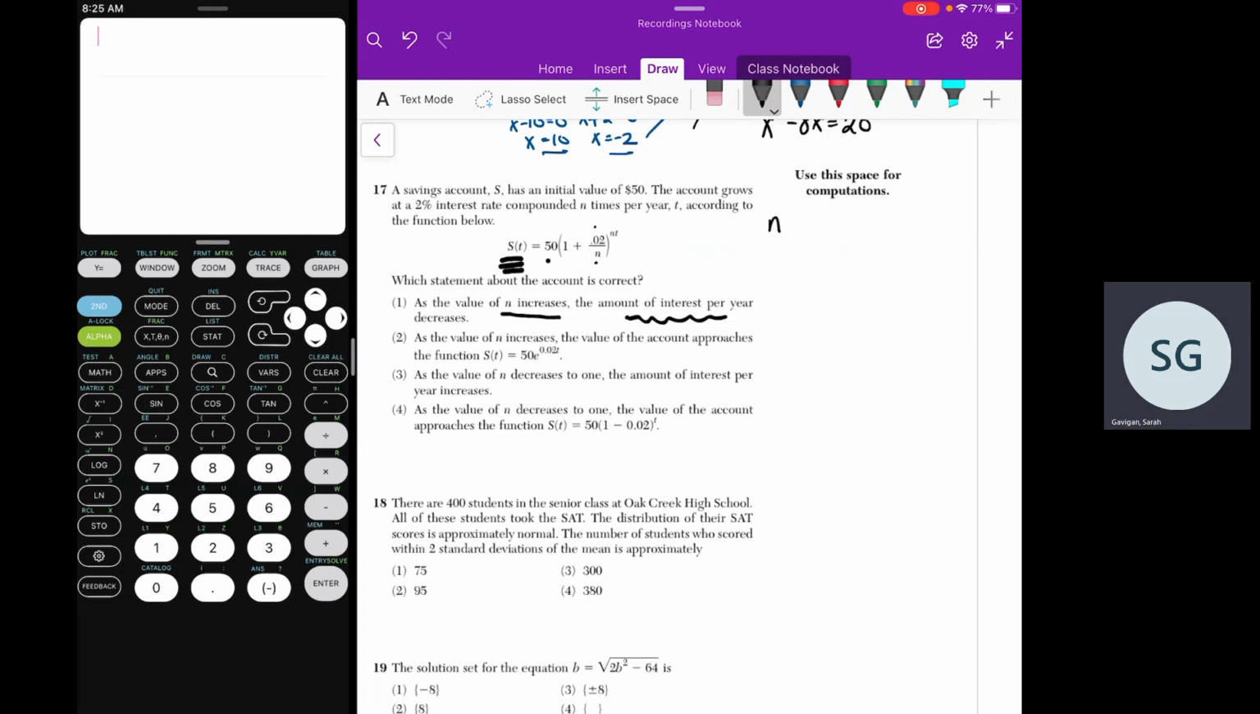Let's say, pick a value of n. Let's go from like 1 to 2 to 3 to 4 and see what happens. And then, I'm just creating a table to organize my work a little bit. You don't have a ton of space on your final exam, so you have to kind of choose how you write your stuff. All right, as the value of n increases, so let me see what the value is at 1, and then see what happens as I increase it.